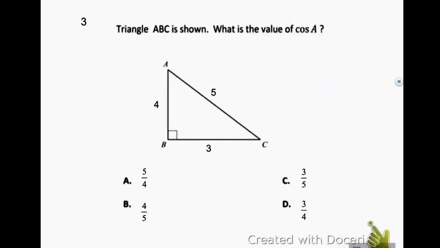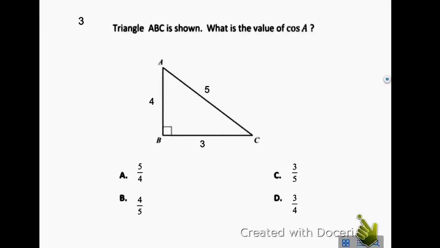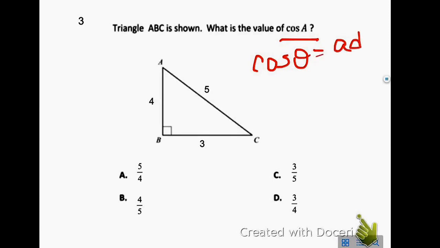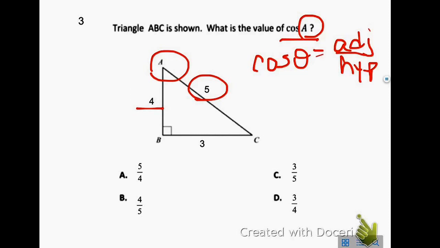Number 3, triangle ABC is shown. What is the value of cosine A? Again, we want to go to our formula sheet. And the formula sheet says that cosine of theta is adjacent over hypotenuse. It's very important that you mark the A in the triangle. So I'm looking at angle A. So adjacent to A would be 4, and the hypotenuse would be 5 because it's the longest side. So the answer is going to be 4 over 5. So that would give us answer B.